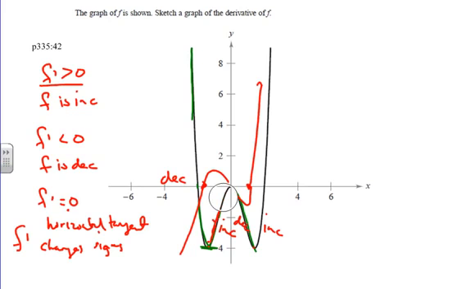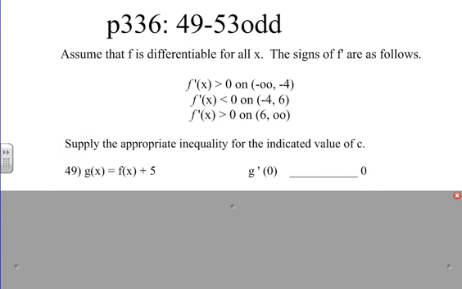All right, so I'm going to get rid of this line right here, but that's what we have. Decreasing, f prime is negative. Increasing, f prime is positive. Decreasing, f prime is negative. Increasing, f prime is positive. And so we sketch the graph right here, once again, of our derivative function.